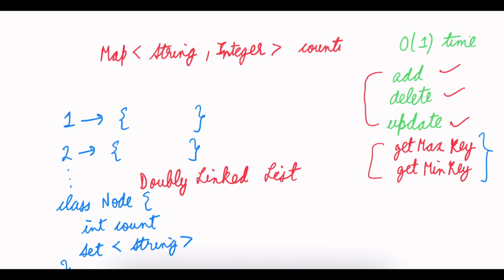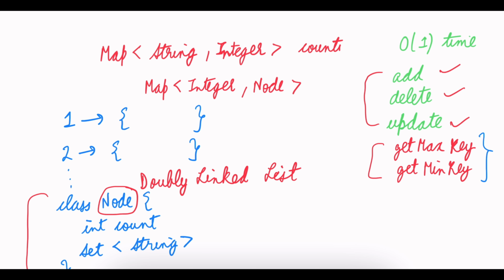And we are going to need one more thing which will ensure O of 1 time operations, and that one more thing is we're going to need the mapping to this node in O of 1 time. To get the node reference in O of 1 time, we are going to need another hash map, and this hash map is going to have integer as the key and node reference as the value. So let me call it count to nodes.